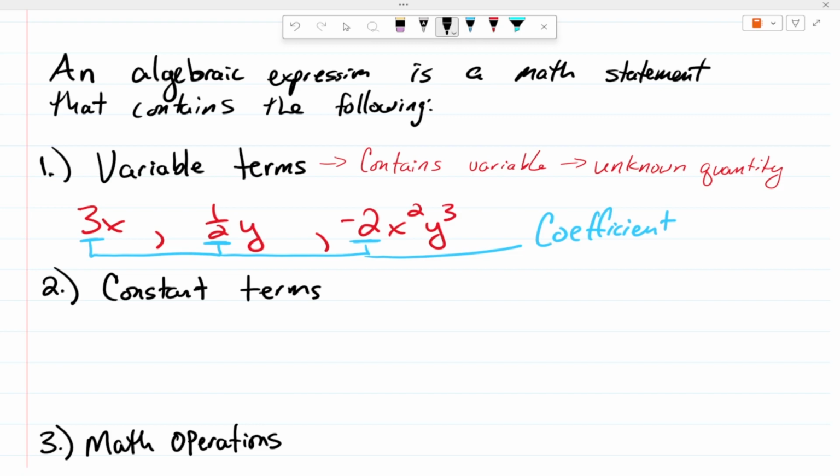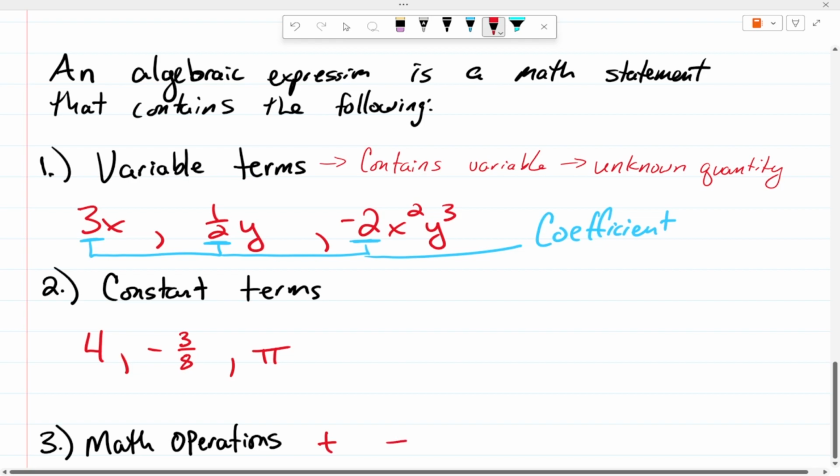Constant terms are pretty much exactly what it sounds like. They are just strictly numbers. You can have 4, you can have -3/8, you can have the number pi, but they are strictly numbers. The math operations, well, there's only 4 of them that exist, and you already know the answer to that. Add, subtract, multiply, and divide.